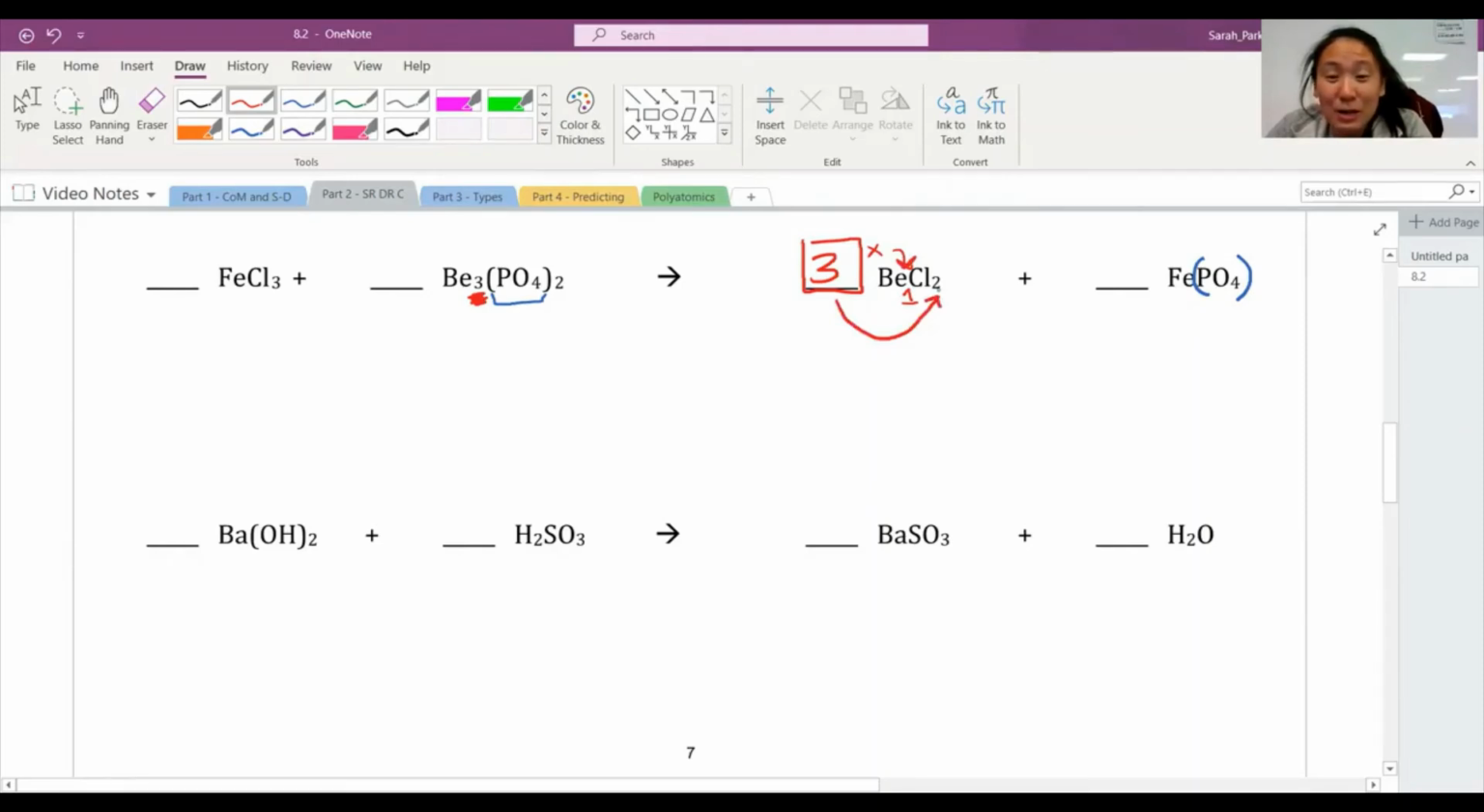Now, when you put a coefficient here, you always check what number did I change. I now have how many chlorines? 3 times 2 is now 6 chlorines. I need 6. I have 3. So what number should I put here? What times 3 gets me to 6, right? You're like 2. 2 times 3 gets me to 6.